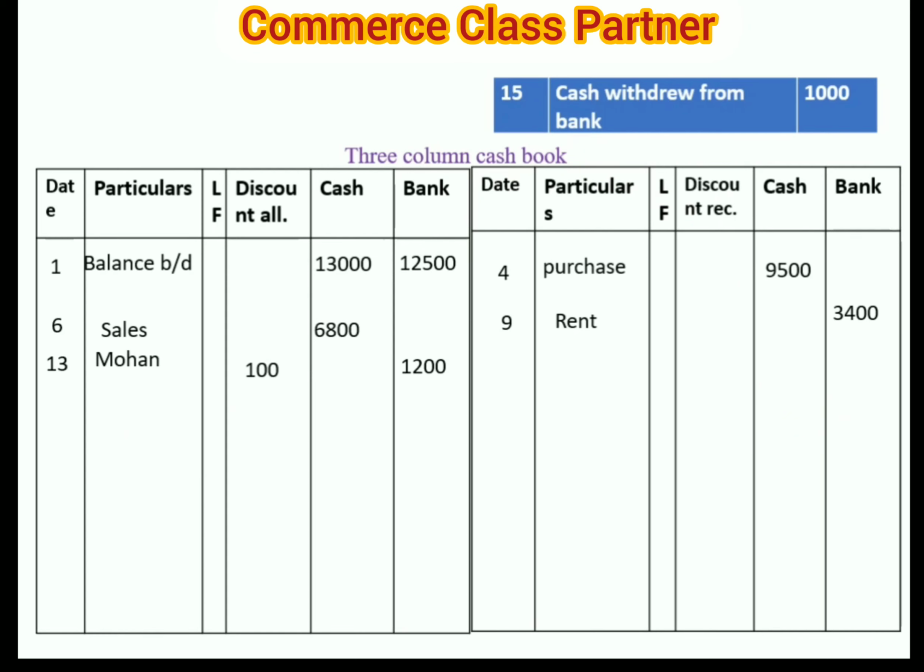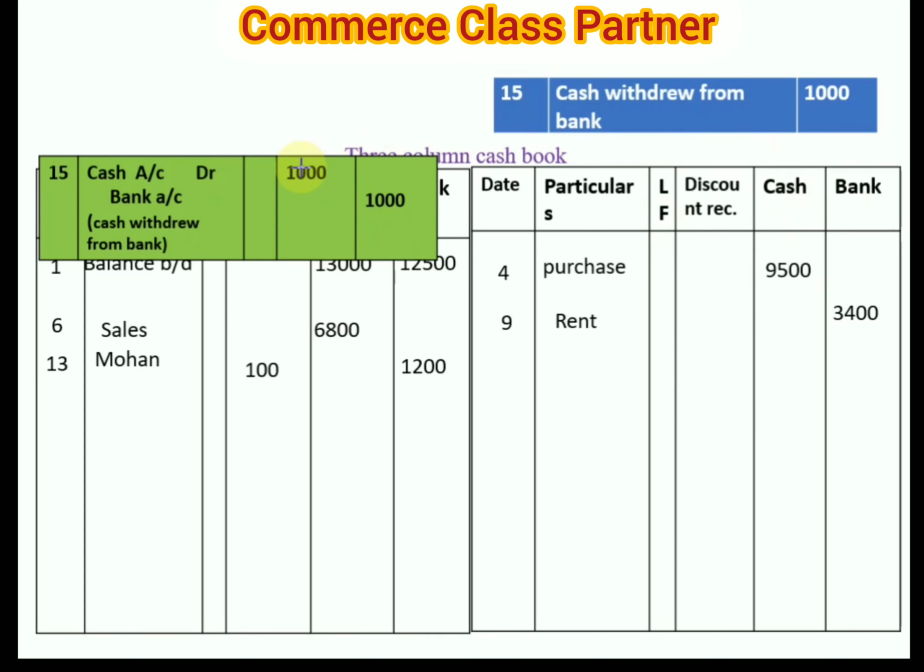So let us see what is the journal entry in this case. The journal entry is cash account debtor to bank. We have withdrawn cash from bank. We have received cash. Cash is an asset. Asset increases, so cash is debited as per the rule. We have received cash from the bank, so the bank deposit balance decreases. The asset bank decreases, so bank is credited as per the rule. So when both cash and bank come in the journal entry, it is called contra entry.